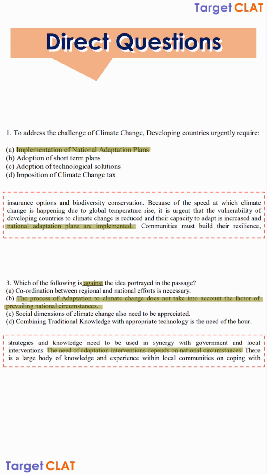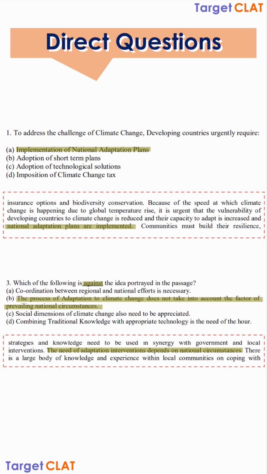The second reason why this is a direct question is because you can answer this even without reading the passage, using a little bit of common sense or logic. This statement says that the process of adaptation does not take into account the national circumstances. Now, national circumstances means what the nation or the country is going through. For example, if the nation has severe poverty, then the first priority of the government will be to ensure that the basic necessities for survival, such as food, water and shelter, are made available to the citizens. The country cannot be expected to ignore such national circumstances and work on climate change related matters.